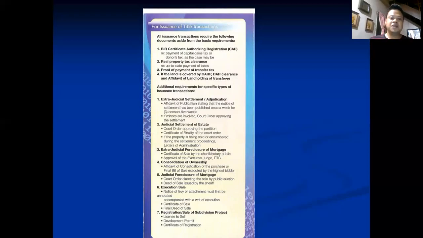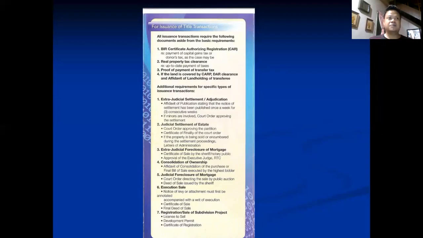Di ba? So you need a BIR certificate authorizing registration. So this pertains to the payment of capital gains tax, donor's tax, or estate tax as the case may be. So what is this? This comes from the BIR. How do you do it? Ang first thing that will come to your mind is that when I pay for these taxes, I go to the BIR. But that is a misnomer because you pay taxes through the banks. BIR will not accept money anymore.